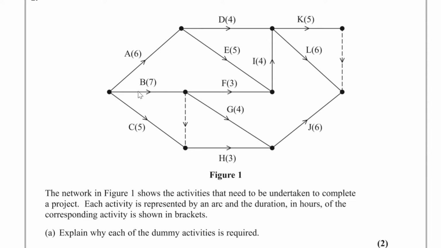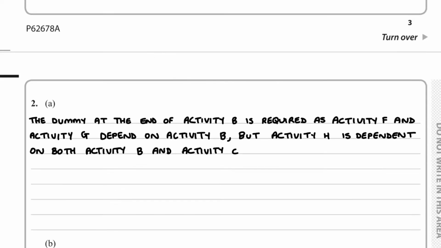So therefore, because H and G have a common activity, B, we require a dummy, as we see here. So let's put that into some sort of words. You can see then the dummy at the end of activity B is required, as activity F and activity G depend on activity B, but activity H is dependent on both activity B and activity C.